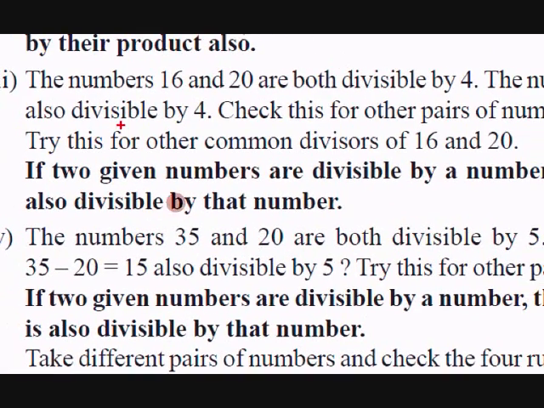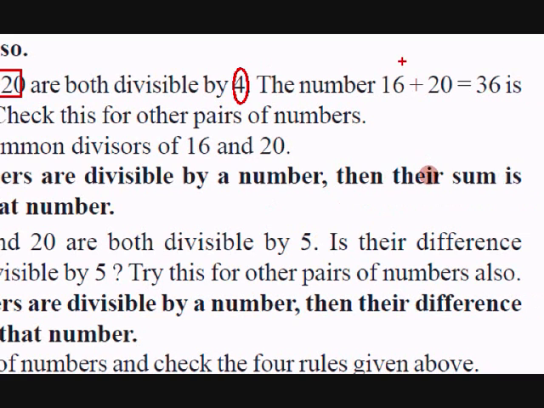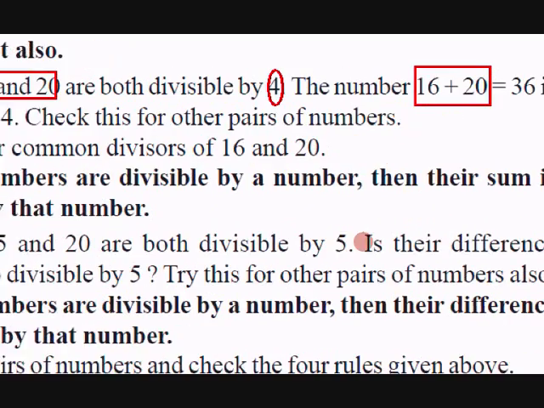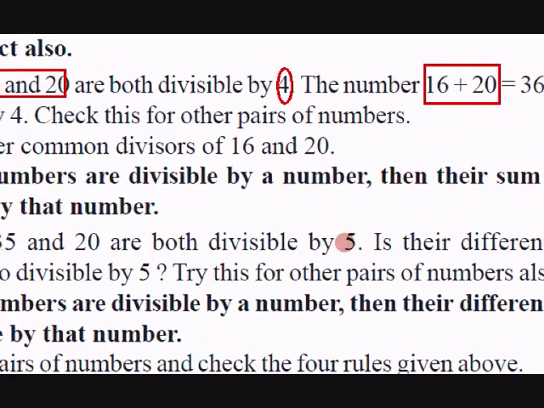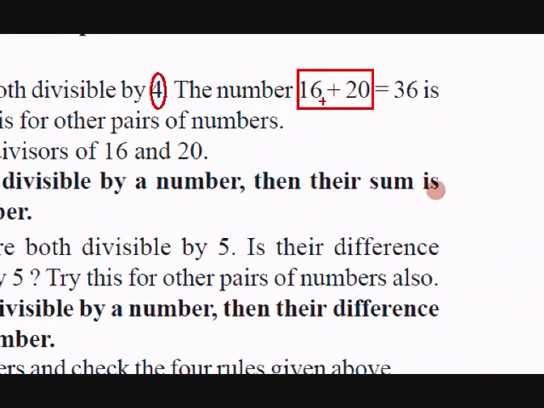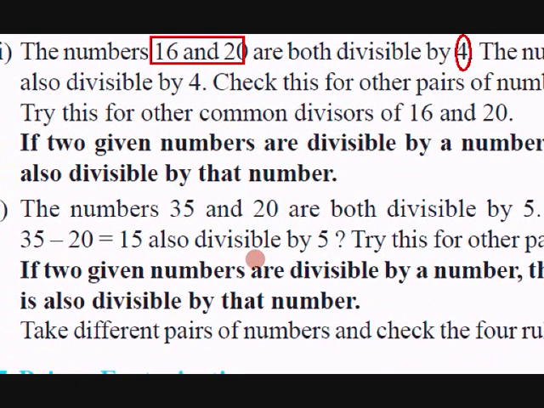The numbers 16 and 20 are both divisible by 4. Very good. But the number 16 plus 20, what we are doing? We are adding the numbers. Here we found 16 and 20 are divisible by 4, right? So we took two different numbers, and we are adding them. When we add the numbers, that is 36, right? That is also divisible by 4, right?